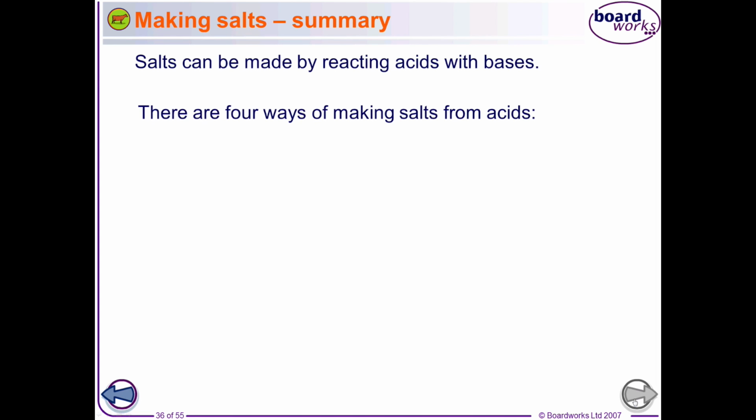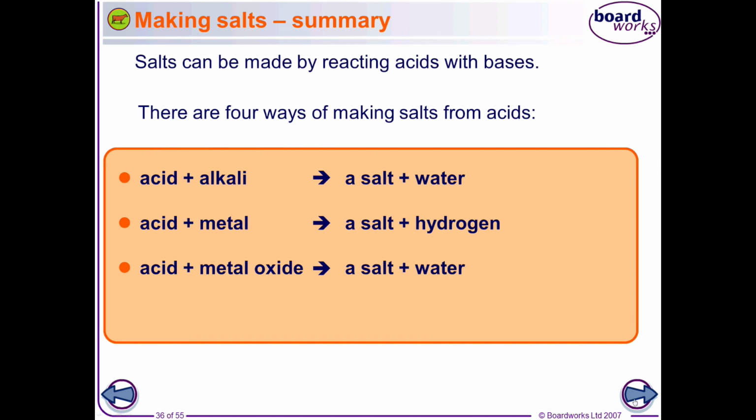Right, so just to summarise, there are 4 ways of making salts from acids, but for AQA we only need to know 3 of them. So the first one is acid plus alkali gives salt and water, acid plus metal gives salt and hydrogen, and acid plus metal oxide gives salt and water as well.